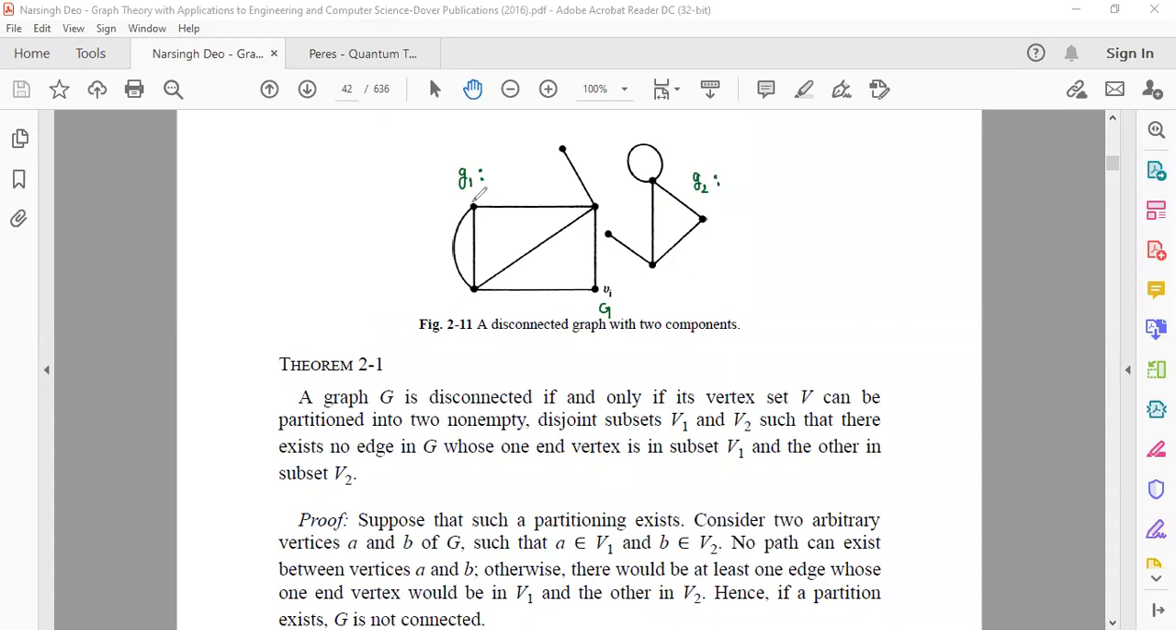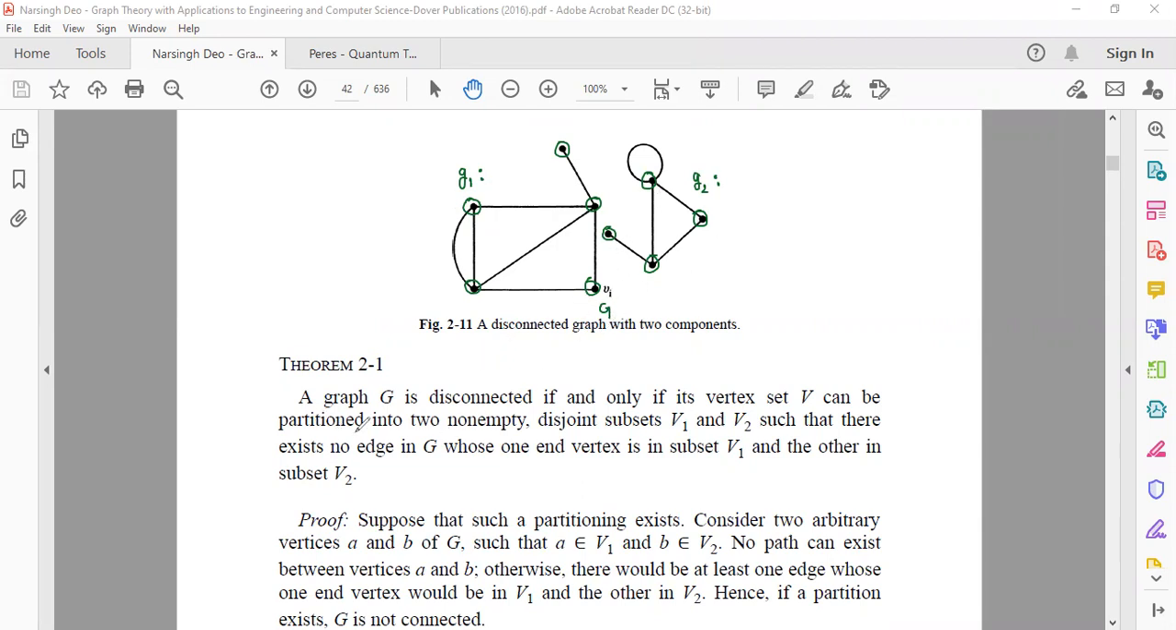Now in G1, we have got 5 different vertices, and in G2, we have got 4 different vertices. Okay, now 2 vertex sets are there actually. And if I take the union of these two graphs, we are actually going to get the entire graph, which is capital G.